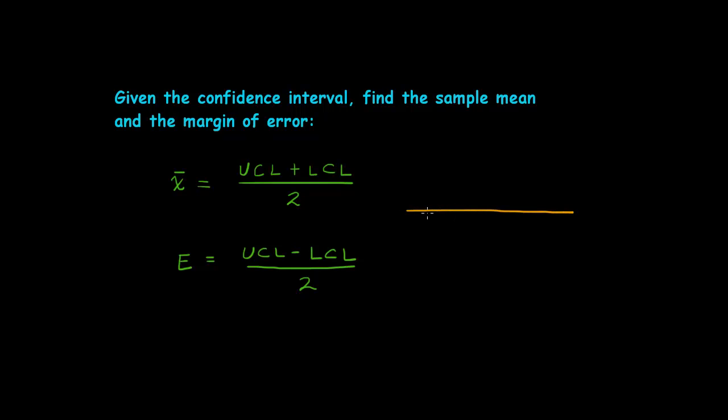Remember our confidence interval here has, we take x bar and we do plus E, here's E, to get our upper confidence limit, and we do minus E to get our lower confidence limit. So clearly if we add these two together and divide by 2, we get the number in the middle. And if we take the difference that gives us the entire length of this interval and divide by 2, we get one of these. Okay, let's look at an example.